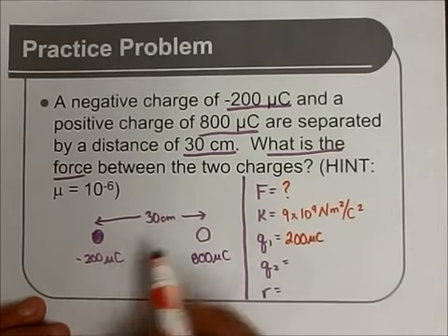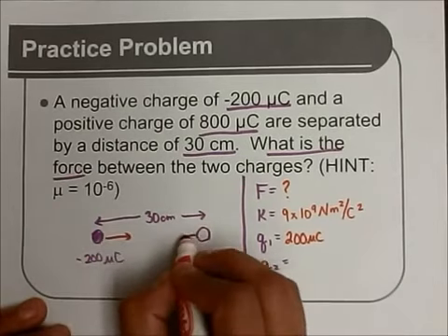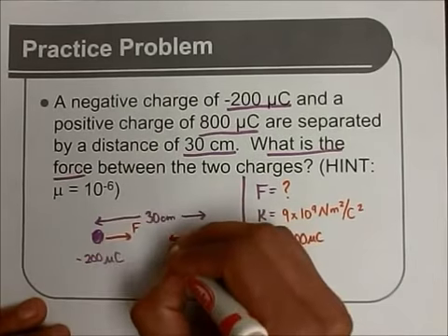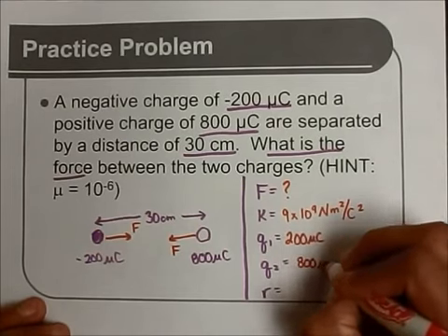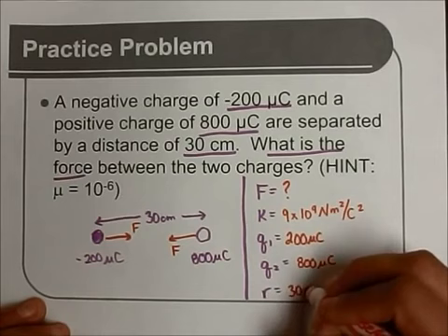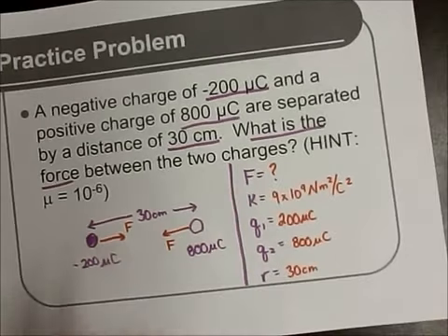200 microcoulombs, and then I know that these two things have a force that's causing them to attract one another, and that force is equal. Okay, 200 microcoulombs, and Q2 is 800 microcoulombs, and R is 30 centimeters. The distance between their centers is 30 centimeters.